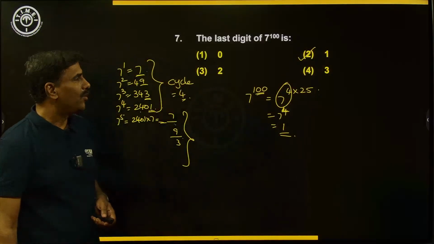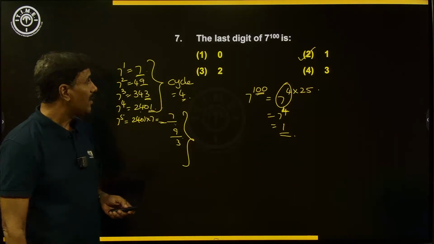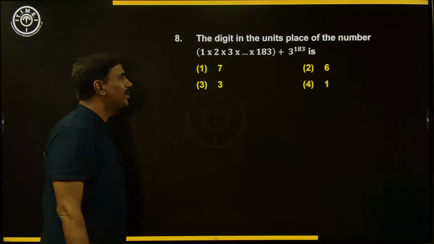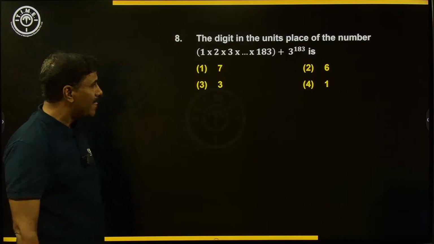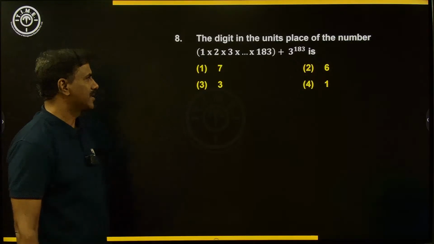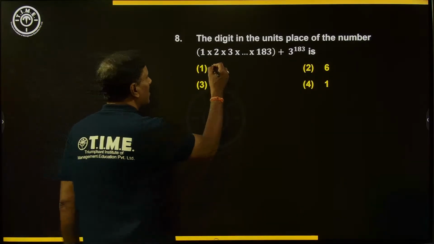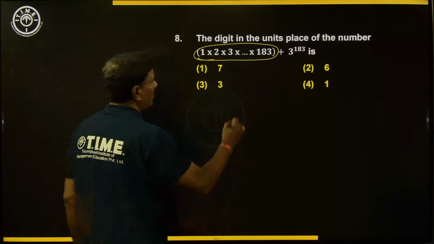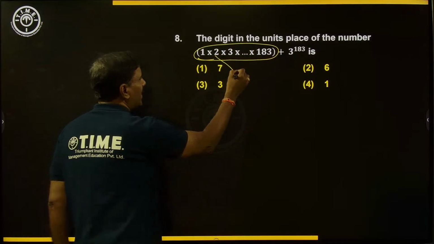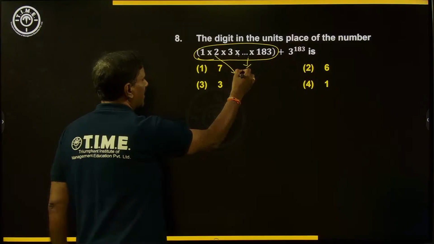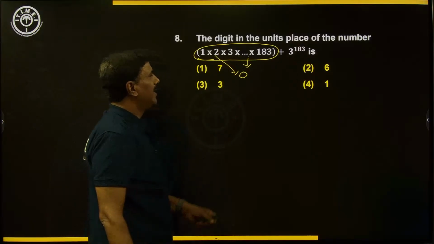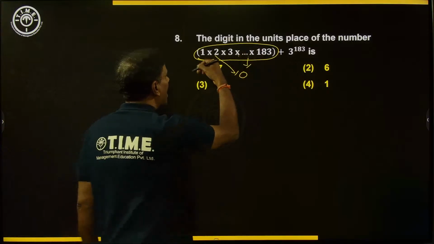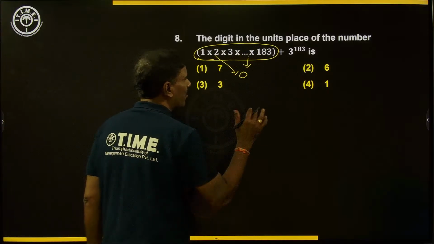So let's move on to the next one. The digit in the units place of 1 into 2 into 3 and so on up to 183 plus 3 power 183 is how much is the question. If we observe, in 1 into 2 into 3 and so on up to 183, we will have 2 present here and 5 present here, and 2 into 5 is 10, and 10 into something will always end with 0. That means this entire product will always end with 0 only. We don't have to worry about that one.